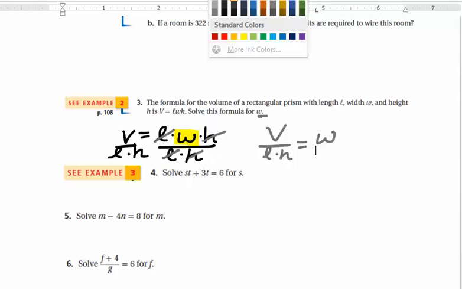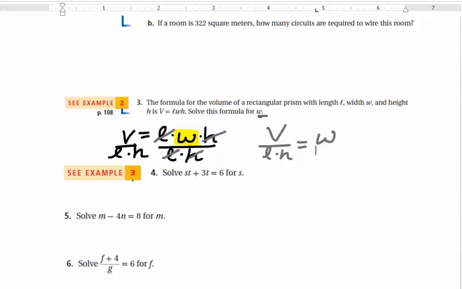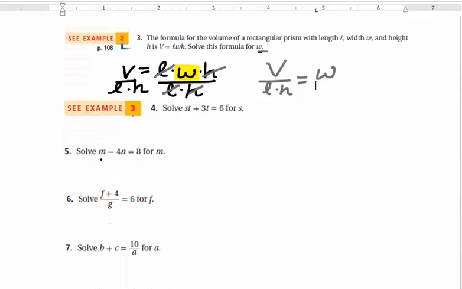All right, the next one says, let's see, which one should we do next? Let's do number 5. M minus 4n equals 8. Now this isn't saying that m is 8 or n is 8 or anything like this. This is the original formula or equation that you're given, and you need to solve that for m. So that m is only given so that we know what variable we're trying to solve for.